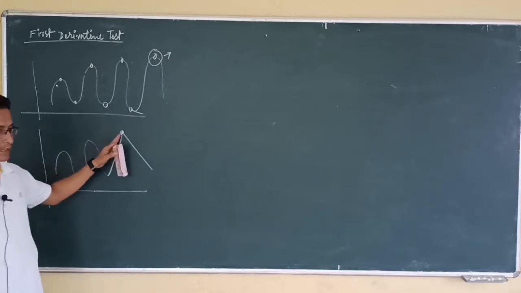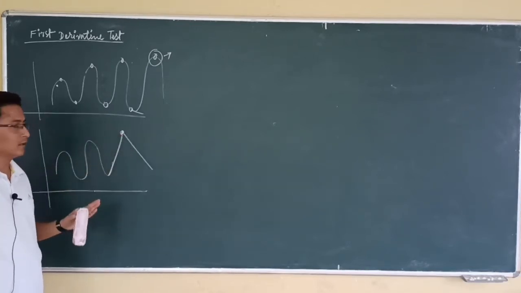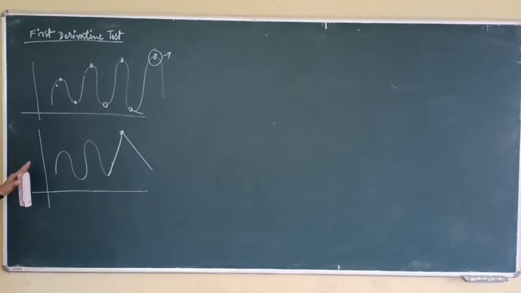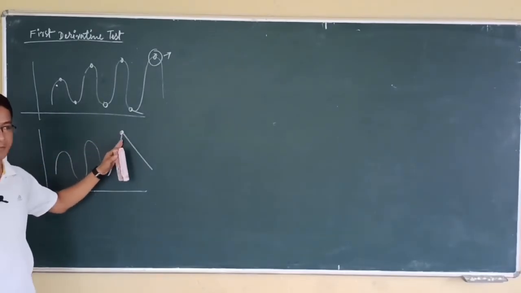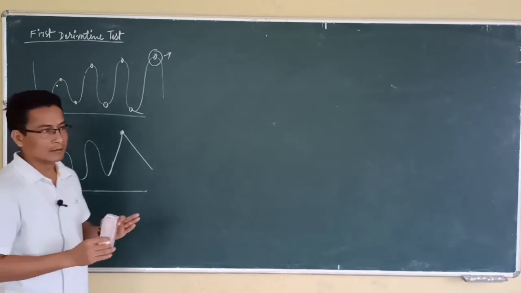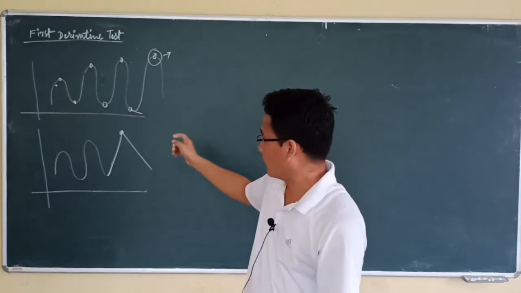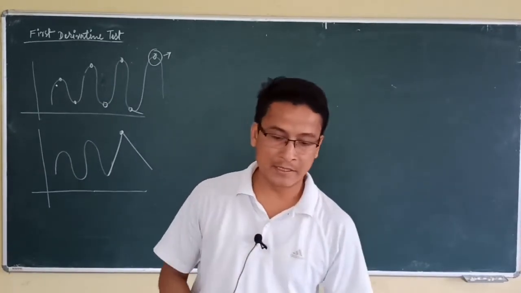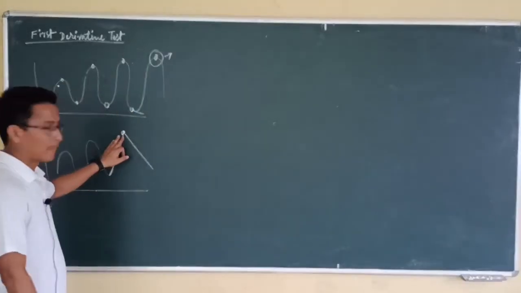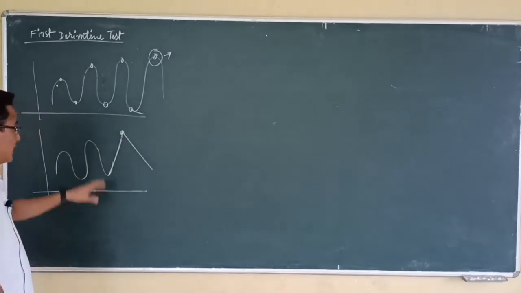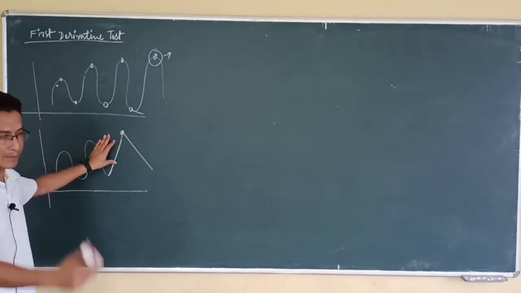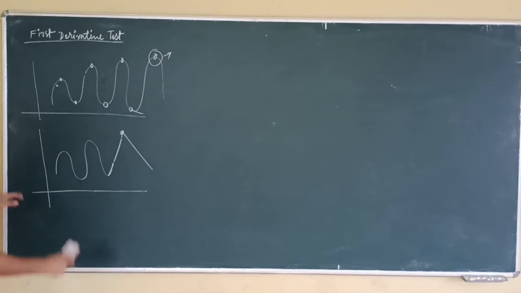Although differentiating this is not possible, then what can we do? We use the graph and find the value of the maxima. When the graph takes a sharp turn like this, then dy/dx is not possible. Then what can we do? With the help of the graph we will be able to find the maximum value.